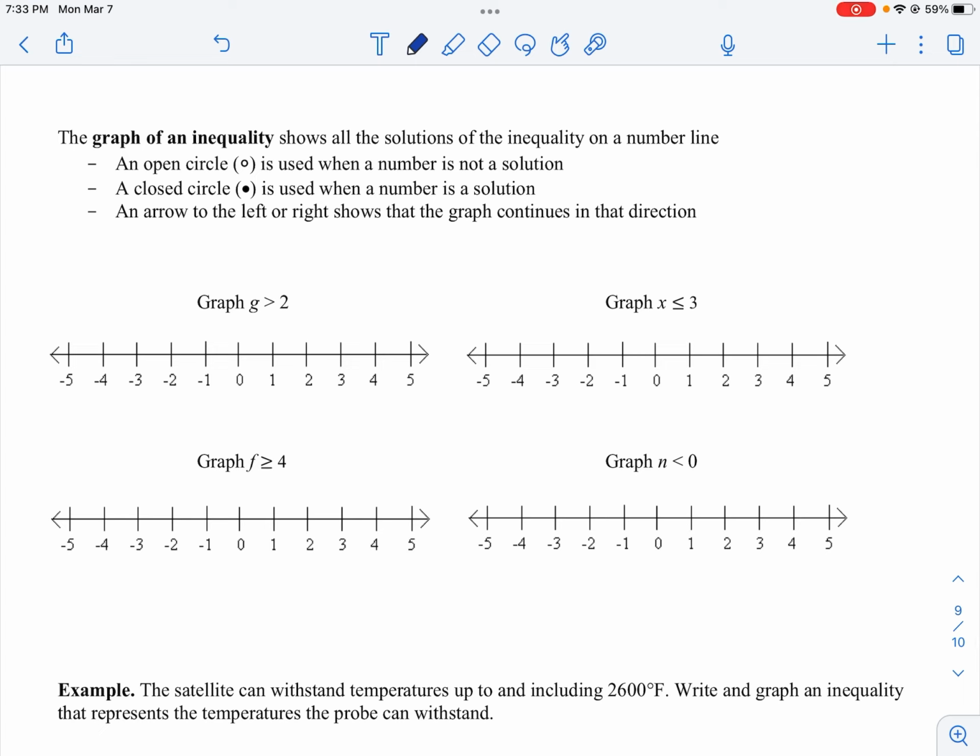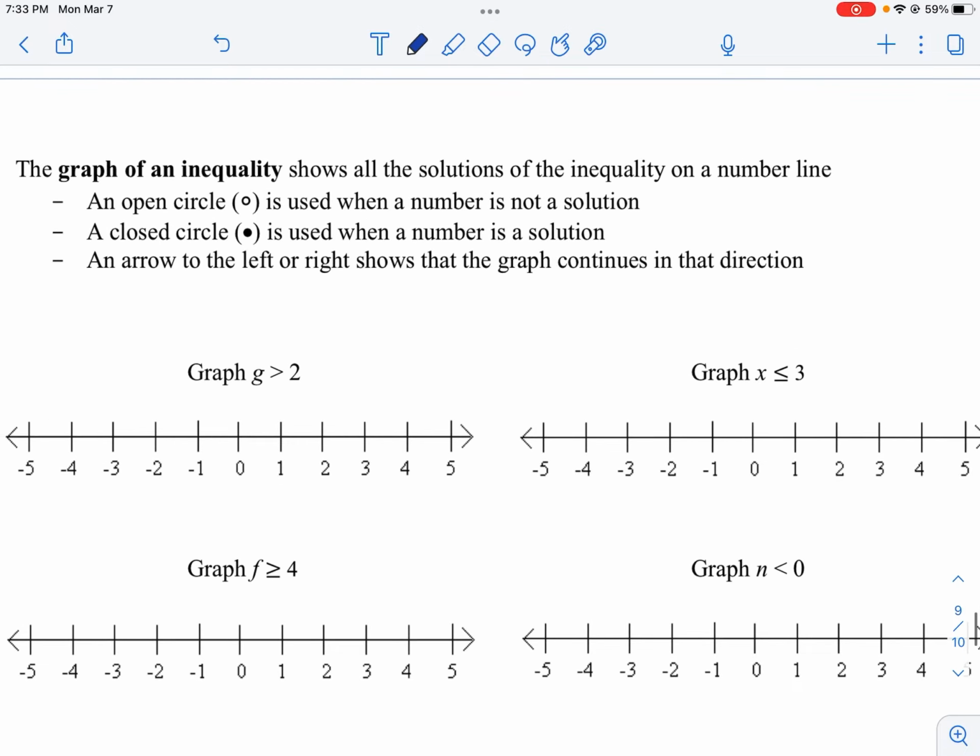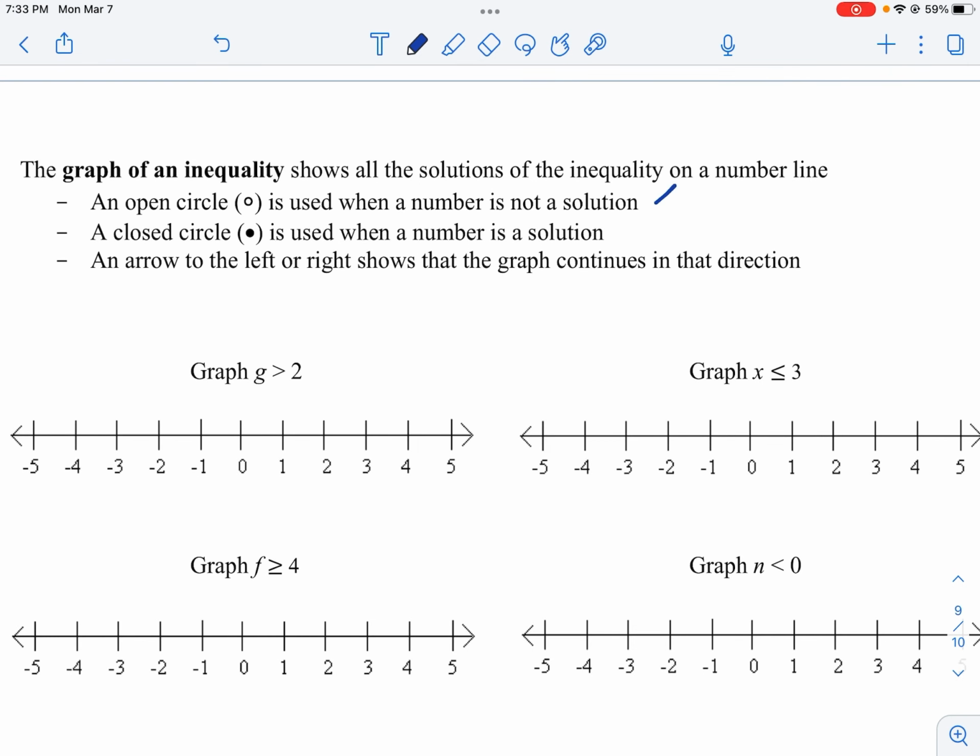So it says, the graph of an inequality shows all the solutions of the inequality on a number line. Okay? There's two types of circles. So there's going to be an open circle, which is used when a number is not a solution. So you use an open circle when we use less than or greater than. A closed circle is used when a number is a solution. So those are when they have the line underneath. Okay? An arrow to the left or the right shows that the graph continues in that direction. So this will make more sense once we start.